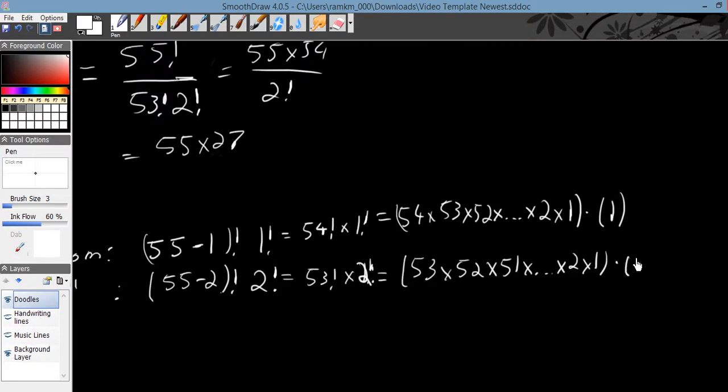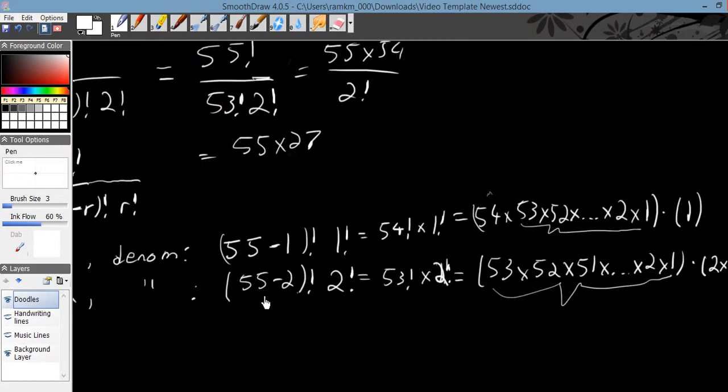Well, what's 2 factorial? That's just going to be 2 times 1. Now if you look here, these both share 53 factorial in common. The difference is that this 55 minus 2 factorial times 2 factorial multiplies this 53 factorial by 2, whereas this 55 minus 1 factorial times 1 factorial multiplies it by 54.